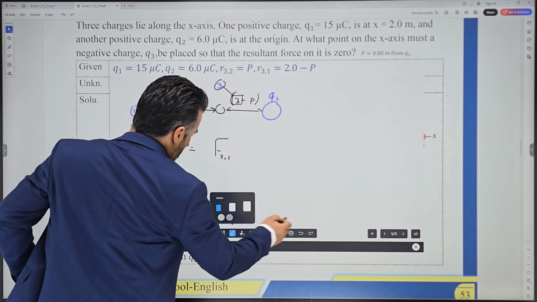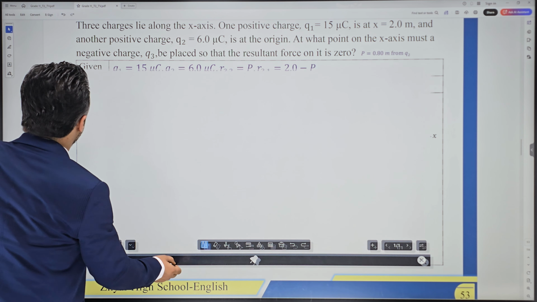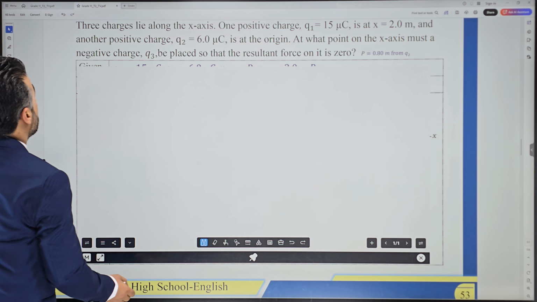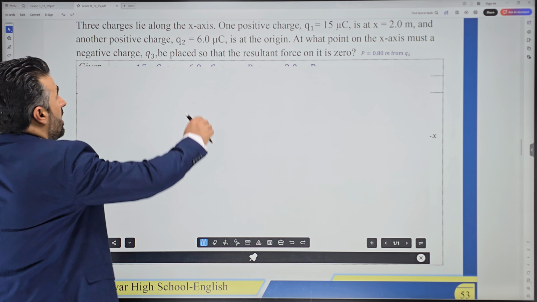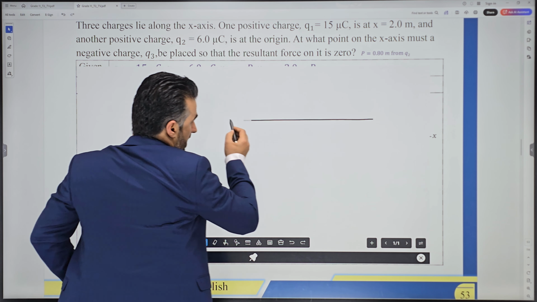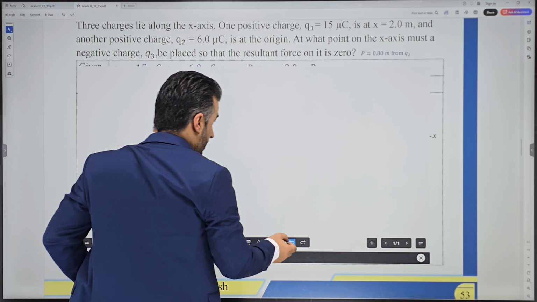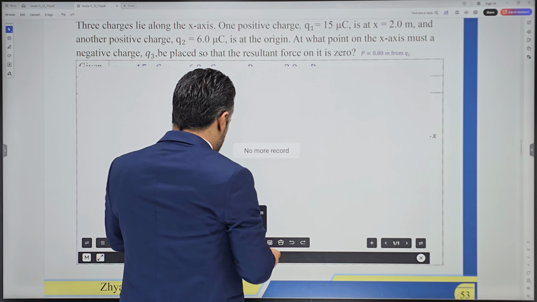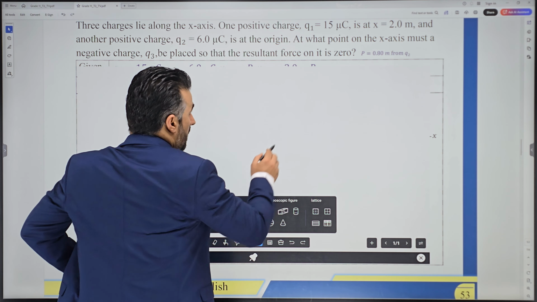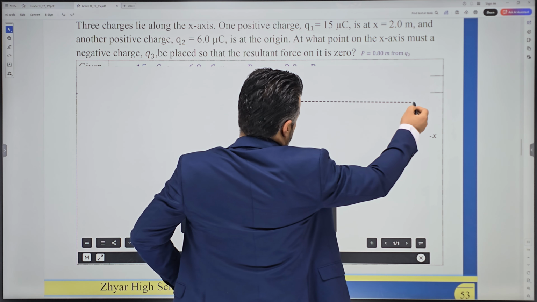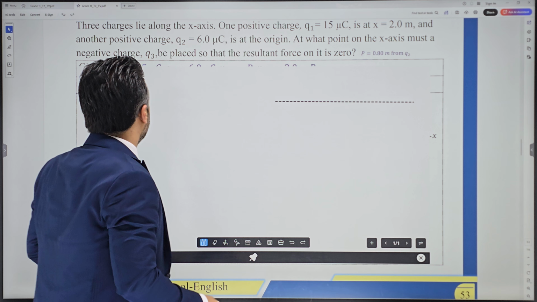So what exactly do we have? Three charges lie along the x-axis. Not on the y-axis, just on the x-axis. Three charges. All right.